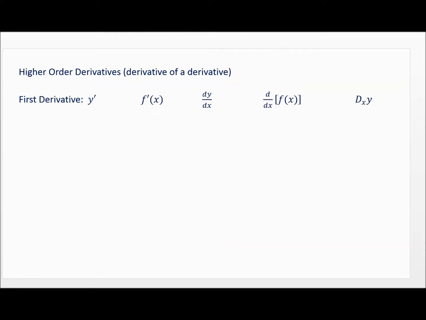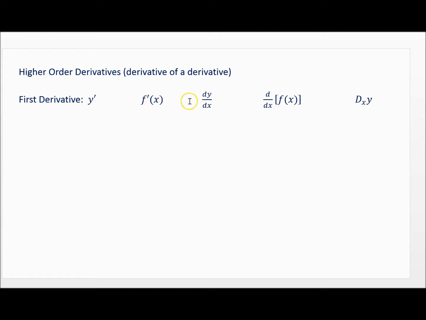All right, let's talk about something new, higher order derivatives. Now what that means is basically the derivative of a derivative. So the first derivative, that's what we've been doing all along. When I've been asking you to calculate the derivative or find the derivative, then you are simply doing the first derivative. But you can take the derivative of a derivative. So notation, that's what this is all about.